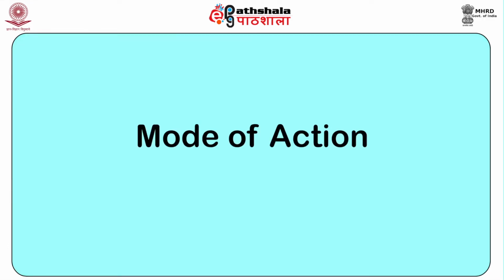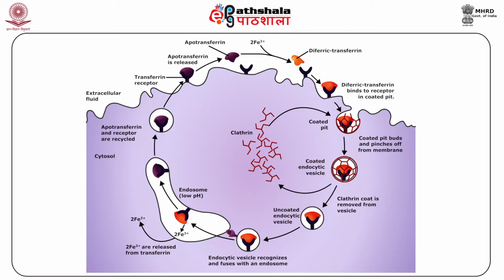Mode of action. How does this transferrin work? Iron enters into the cells by receptor-mediated endocytosis in the form of monoferric and diferric transferrin, shown in the figure. So what happens is, first of all, the iron-loaded transferrin binds to the receptors present on the outer surface of the plasma membrane. Subsequently, transferrin is internalized via invagination of clathrin-coated pits, followed by development of endocytic vesicles.